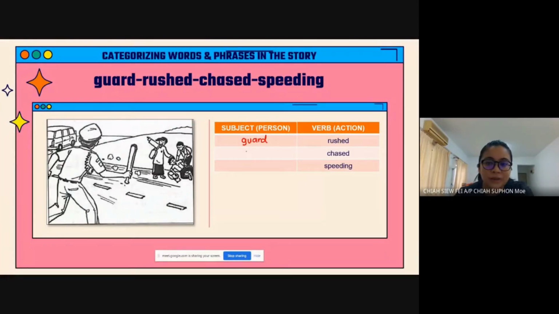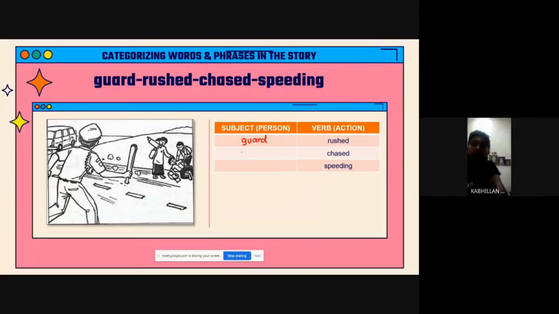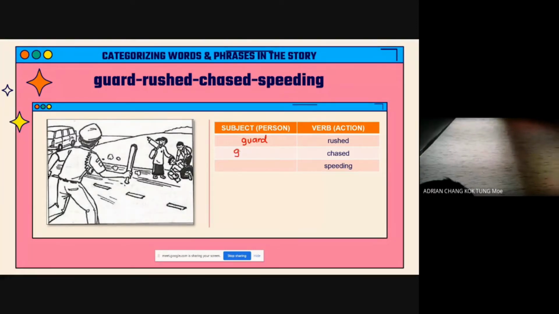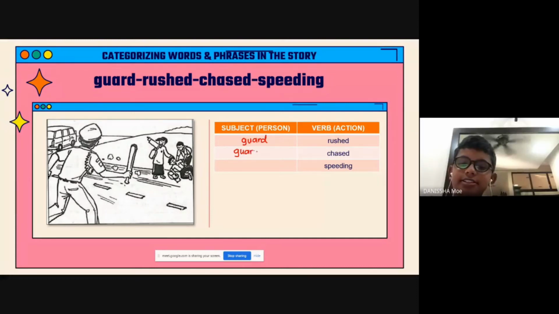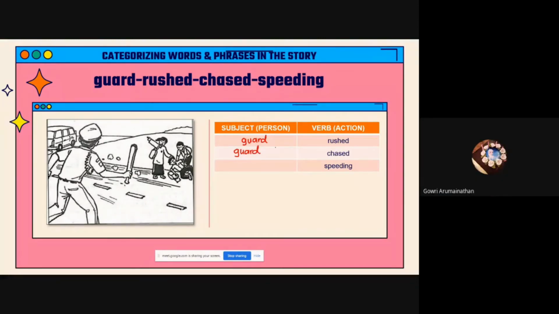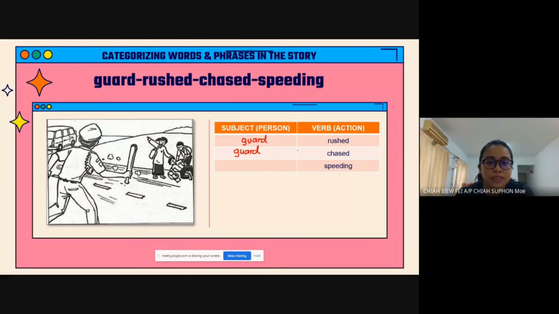Who chased who? Pak Abu chased the masked man. Pak Abu chased the masked man. Okay, so this is the person doing the guard rush, the guard chase.